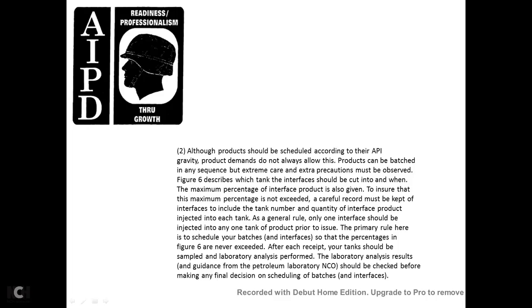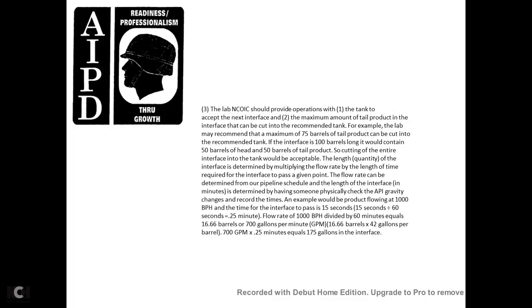After the receipt into your tank, a sample should be taken and laboratory analysis performed. The laboratory analysis results and any guidance from the petroleum laboratory NCOIC should be checked before making the final decision on scheduled batches and interfaces. The lab NCOIC should be provided with the operation of the tank, except for the next interface, to determine the maximum amount of the tail product of the interface that can be cut into the recommended tank. For example, if the lab recommended a maximum of 75 barrels of the tail product can go into the recommended tank, an interface of 100 barrels long would contain 50 barrels of the lead product and 50 barrels of the tail. So cutting the entire interface into the tank would be acceptable.